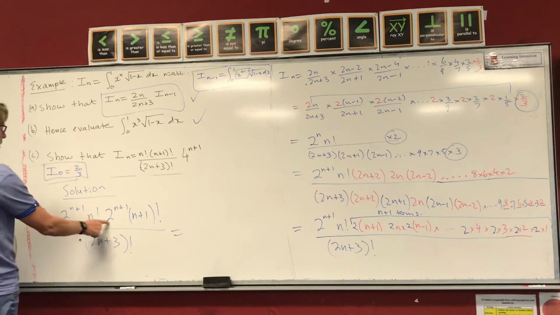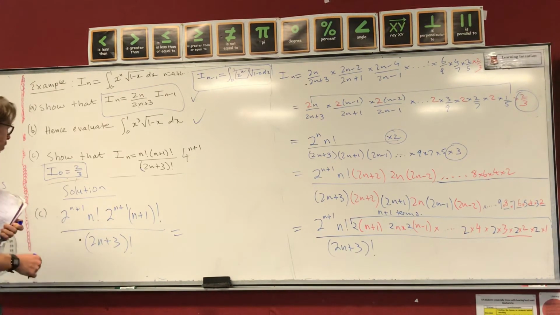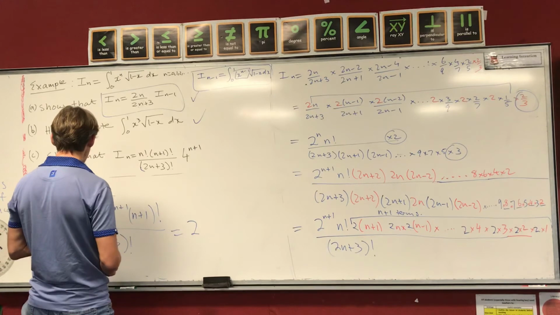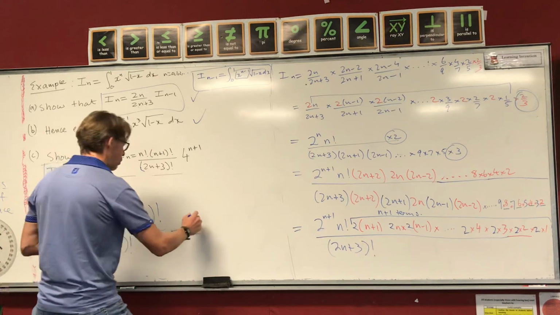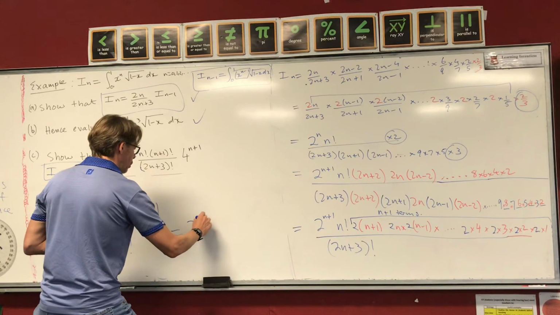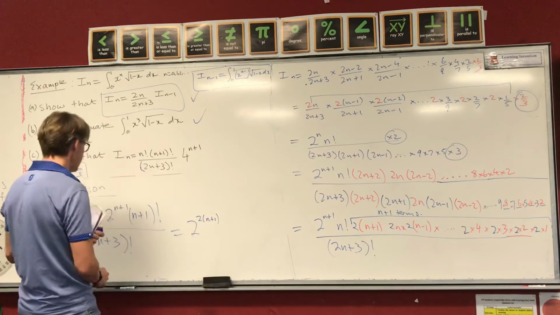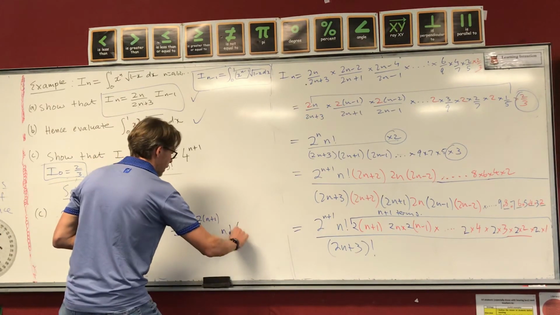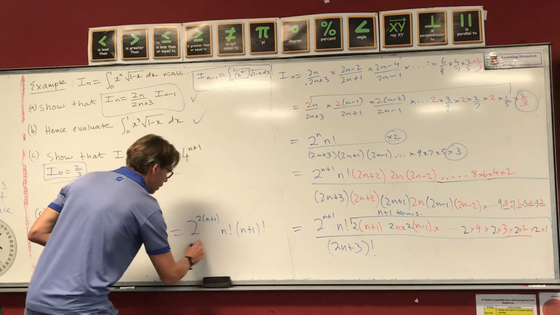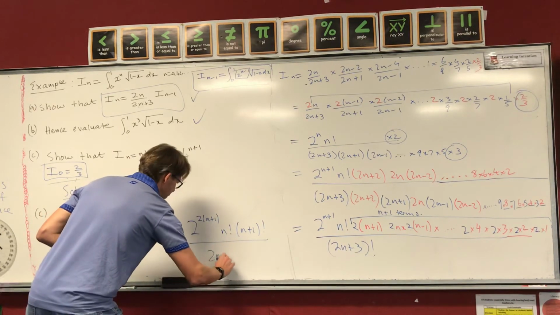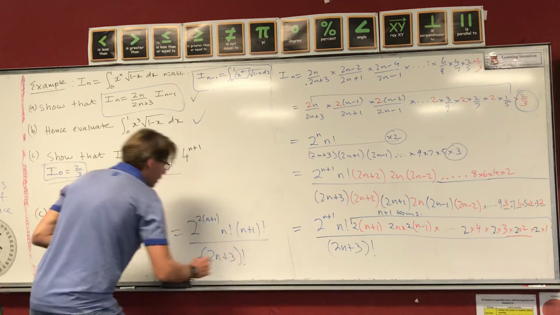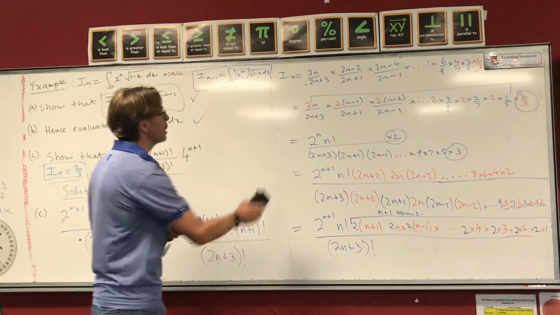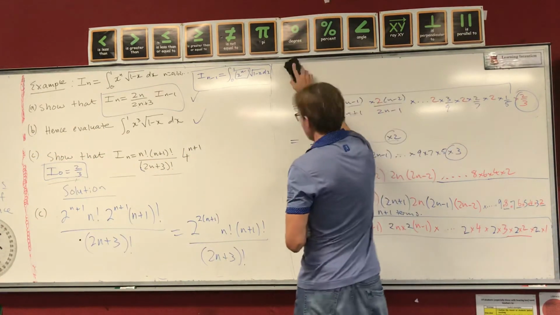2 to the n plus 1 and 2 to the n plus 1 multiplied together is going to give me 2 to the, I'm just trying to think of the easiest way to do this, 2 lots of n plus 1, isn't it? Yep, then I've still got the n factorial and the n plus 1 factorial. On the bottom I've got 2n plus 3 factorial. Now, I'm almost there. Let me rub this bit out here. Okay, the last bit.